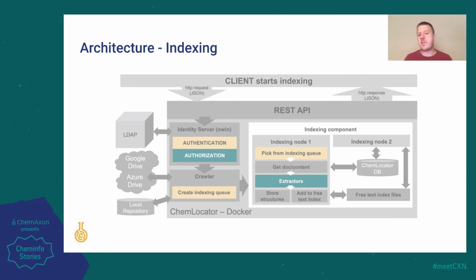But it's picked from the list, and then getting the document, reading the document from the source, which depends on the connector type, because obviously it's different to read from Google Drive than a local folder. And we apply the extractors. So that means the documents are passed to all extractors. These are the modules which are responsible to extract data or extract insights from the document content. And once these extractors are processed, all of them, then we store the structures and we store all the extracted information in the ChemLocator database.